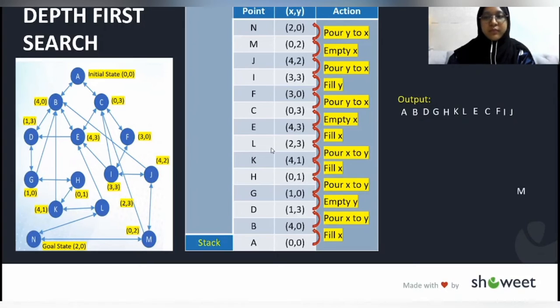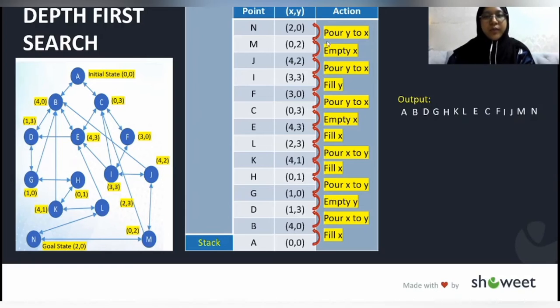Next, from J, we can go to B, I, or M. We go to M, put output, and put in the stack. The actions are empty the Y, empty the X. So the state we can see is 0 in X and 2 in Y. Next is M. M we can go to J, C, or N. C already used and J already used, so the last one is N.